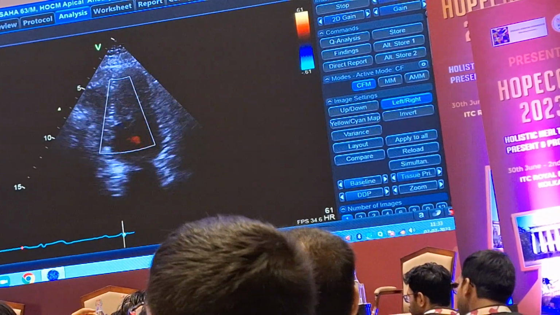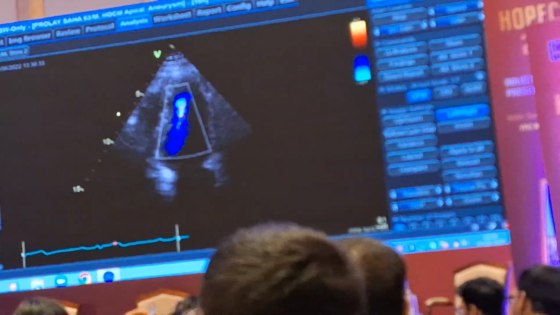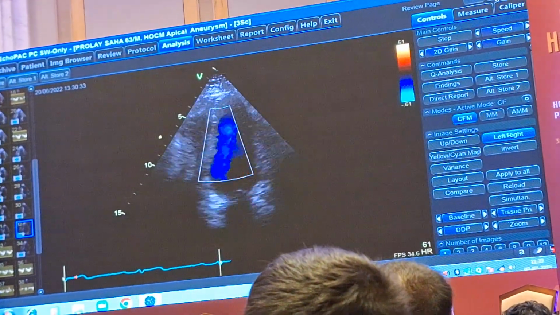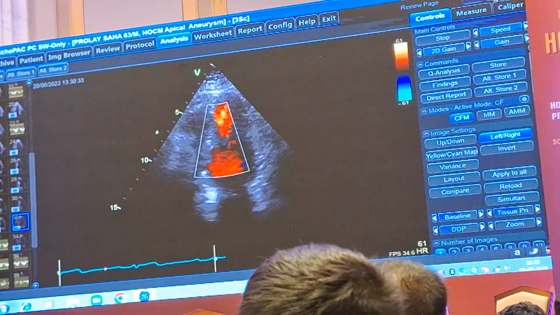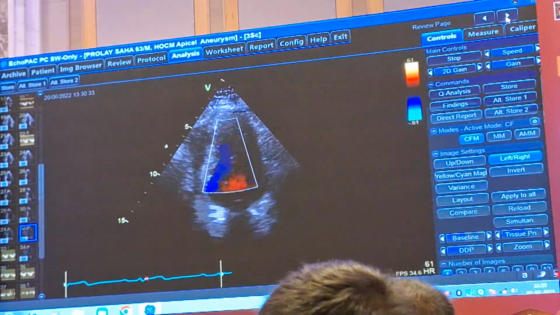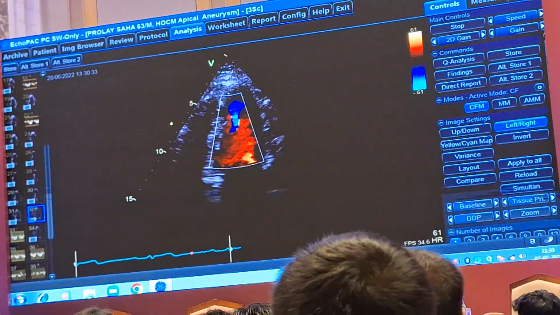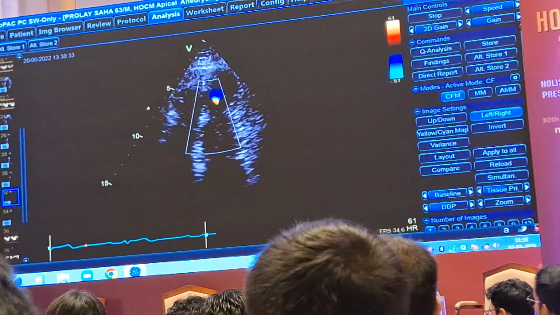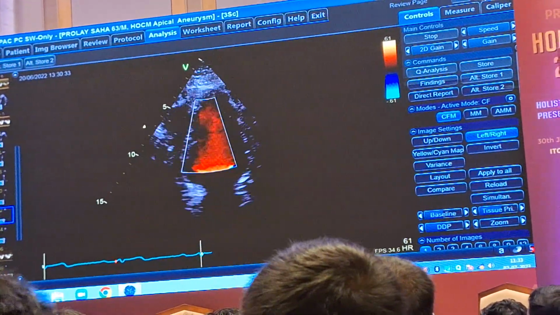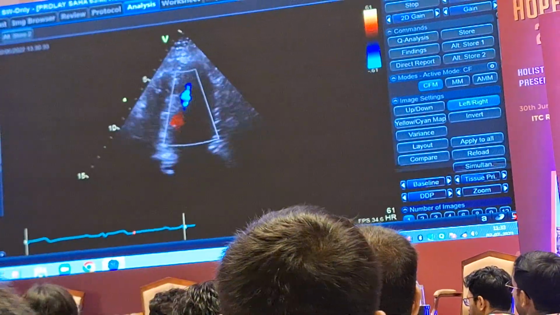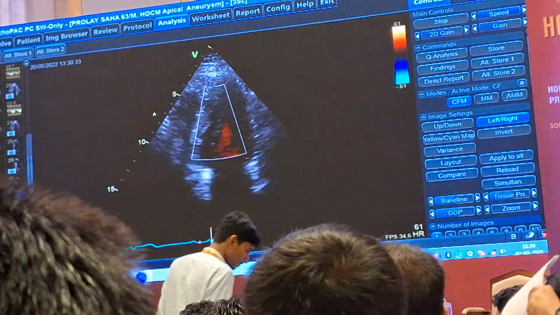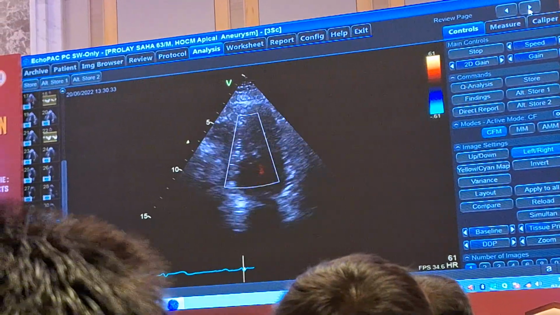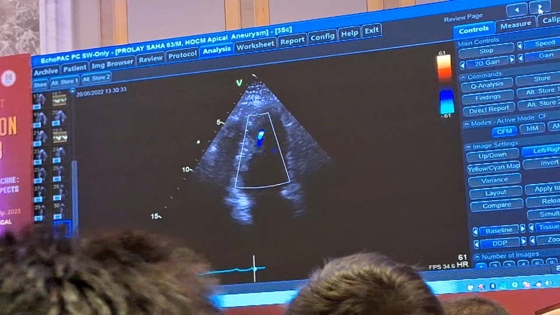If gene analysis is available, and it will be available within 5 years, I think, in many centers, do the strain. If GLS is less than 16%, then look for hypertrophic cardiomyopathy, because in hypertension, whatever hypertrophy is there, it is usually between 16 to 18%. There will be some loss of strain, but that will be between 16 to 18%. If I get the GLS less than 16%, I always ask the patient to do an MRI. Cardiac MRI gives you more information.